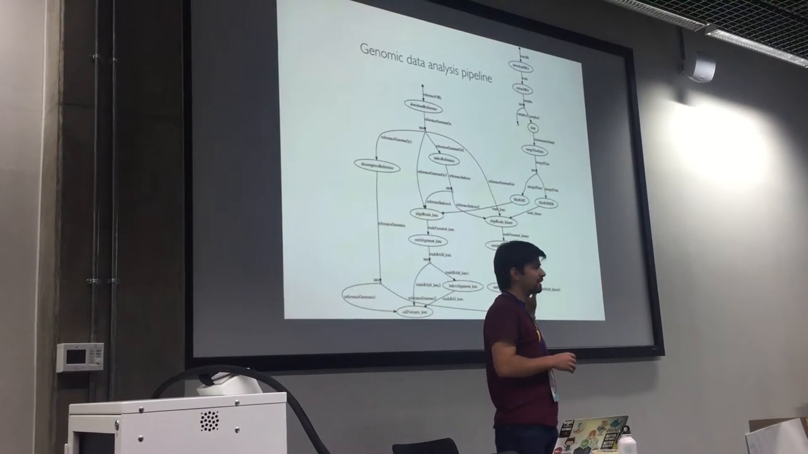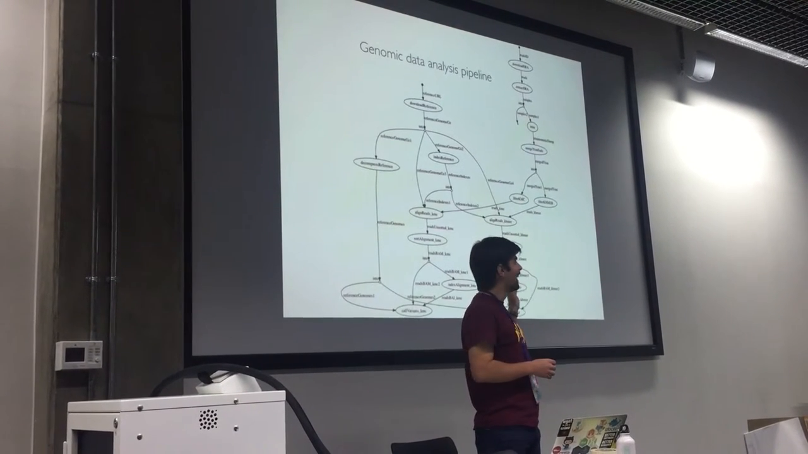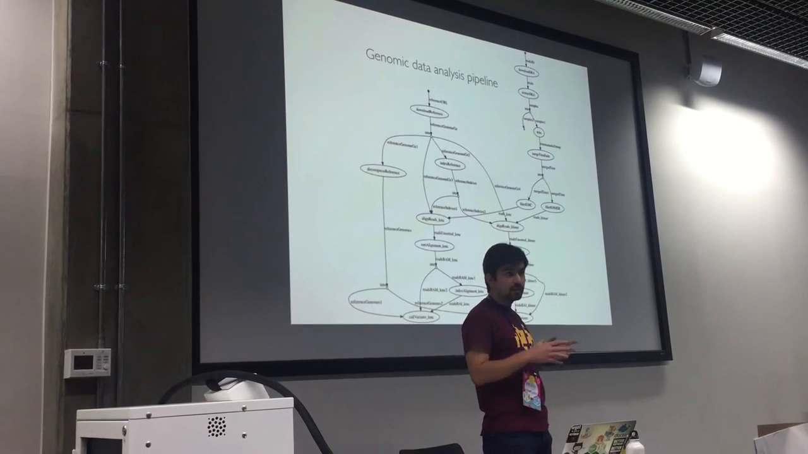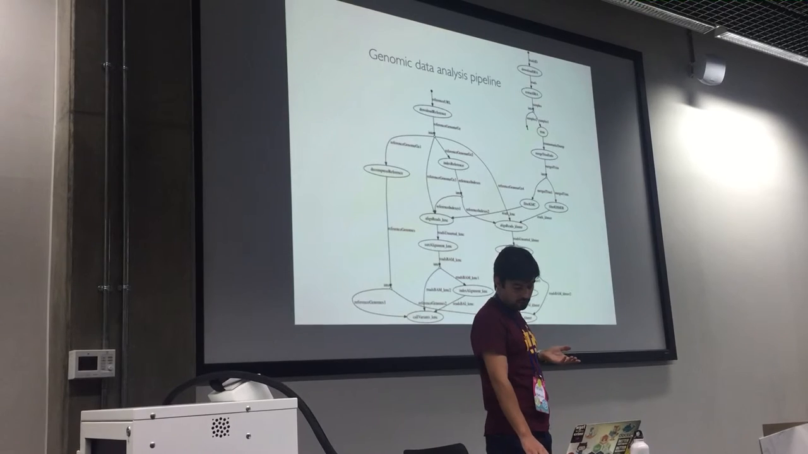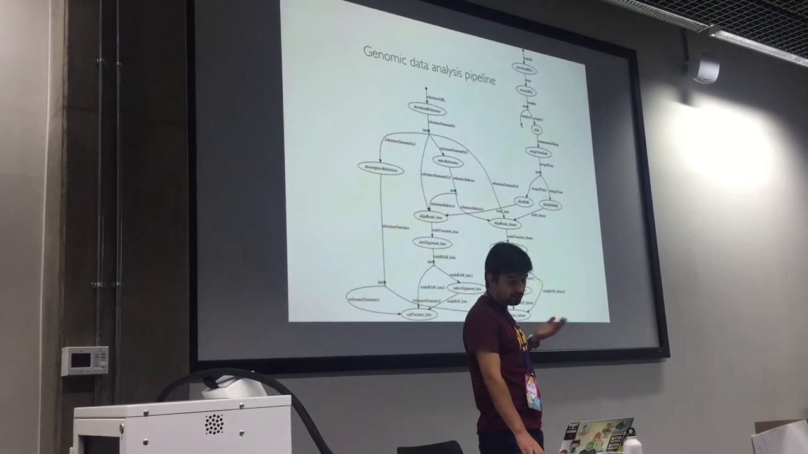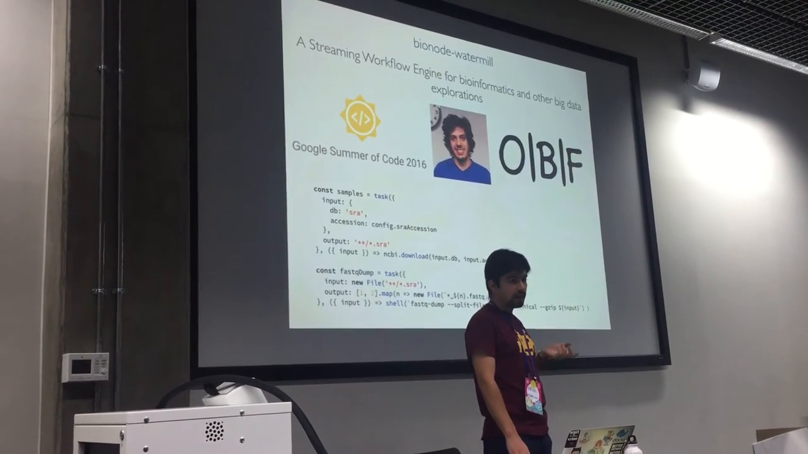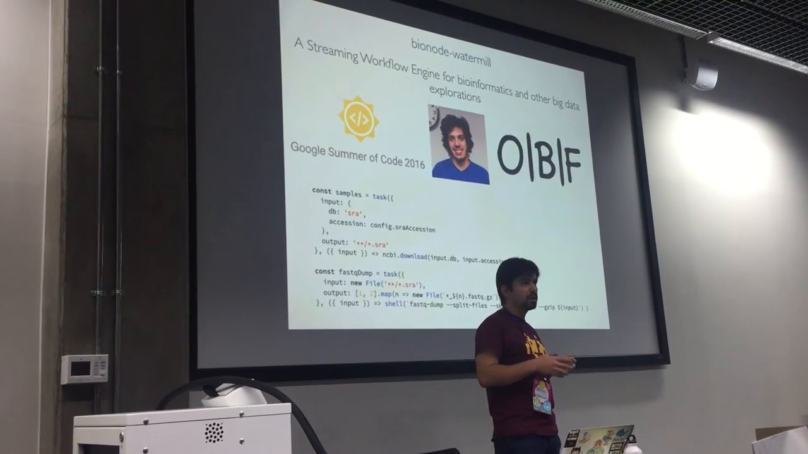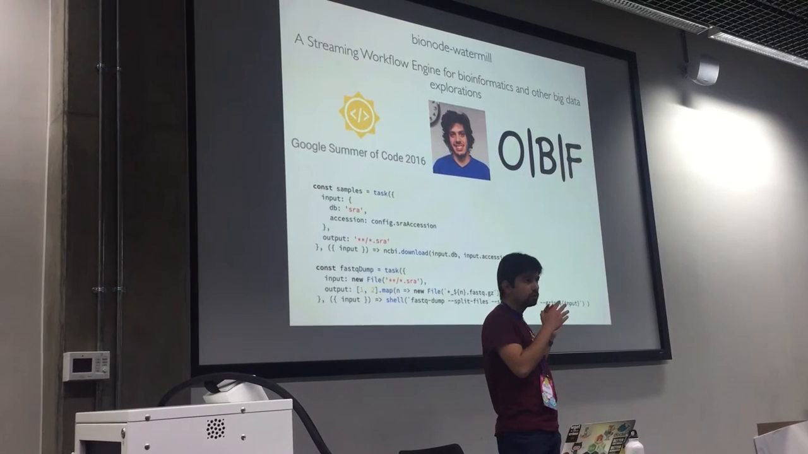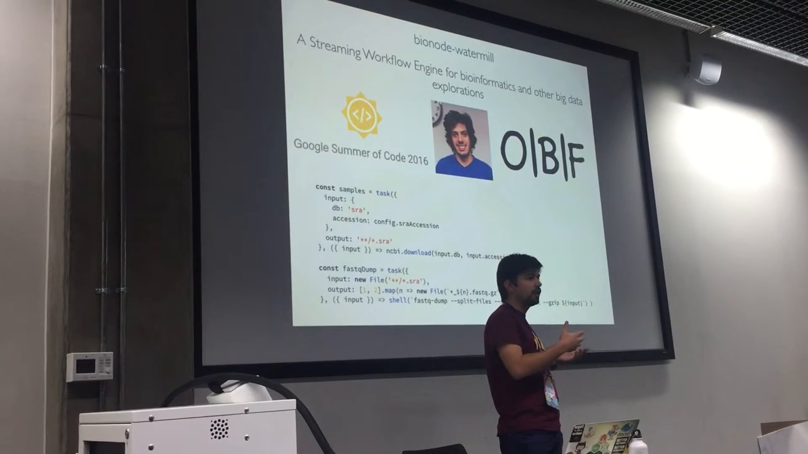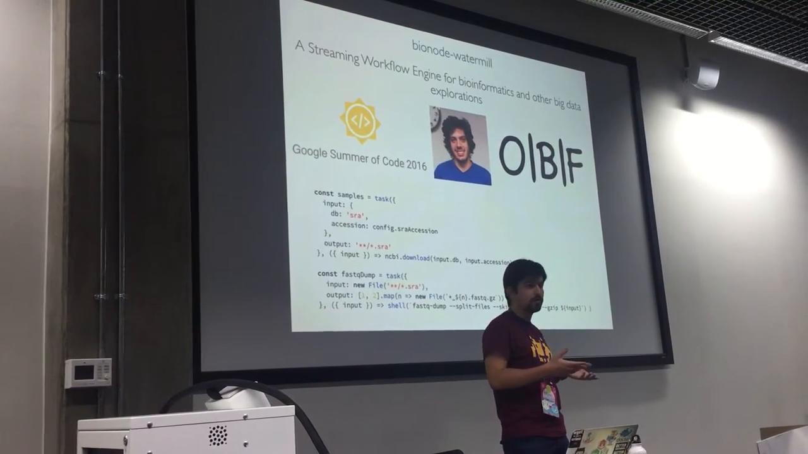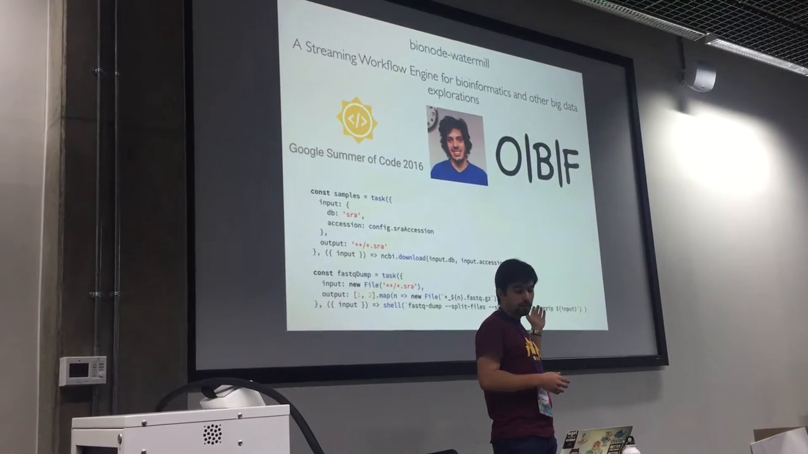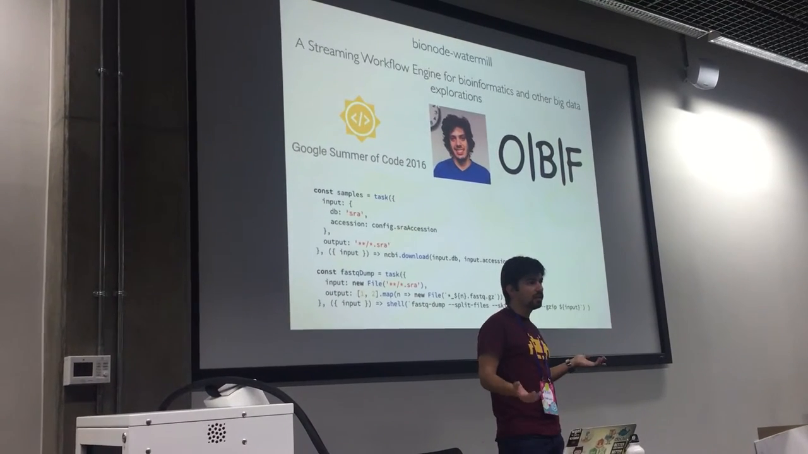This is just an example of a simple pipeline. And as you can see, it's kind of a mess. Using this kind of approach makes it very easy and powerful to implement this. So we had a Google Summer of Code student, Julian, working on a workflow engine in JavaScript to try to make this even easier for bioinformatics, to build these complex pipelines. The tool we developed is called Bionode Watermill, and it can be used in any data-intensive field.